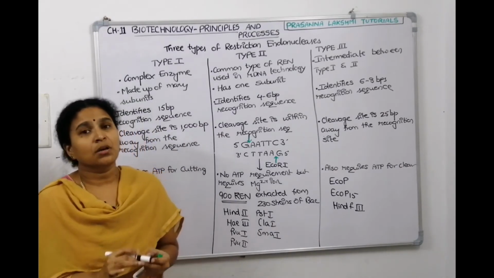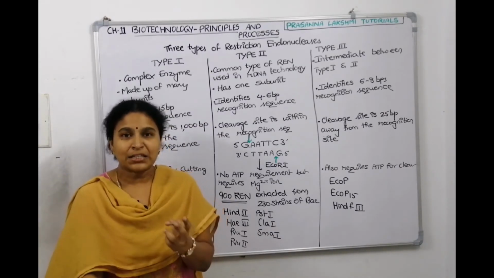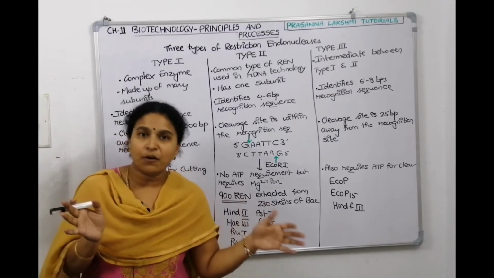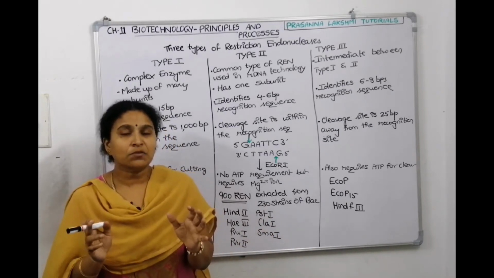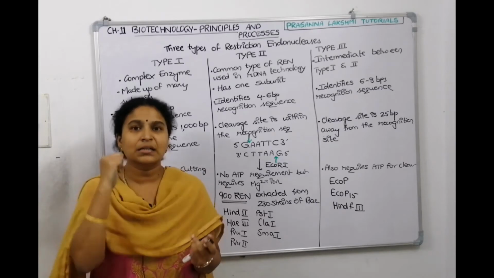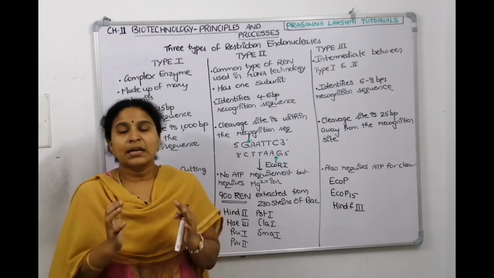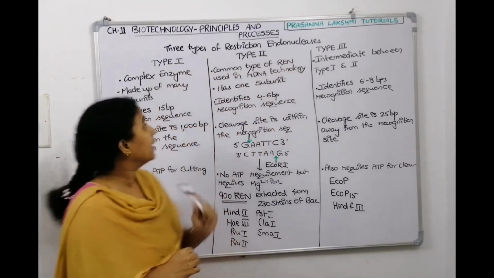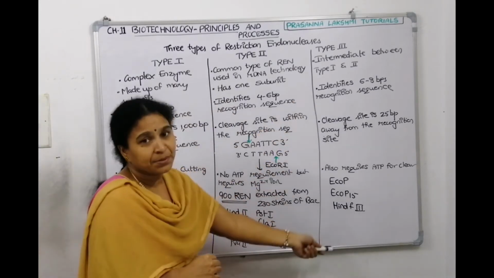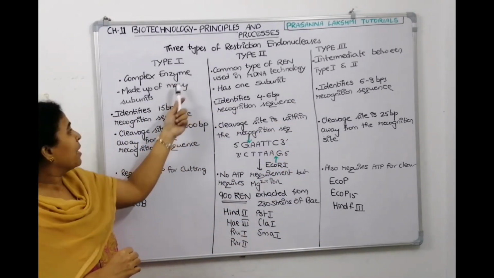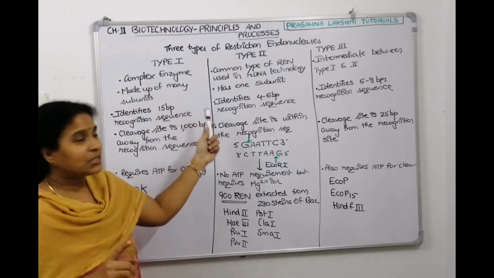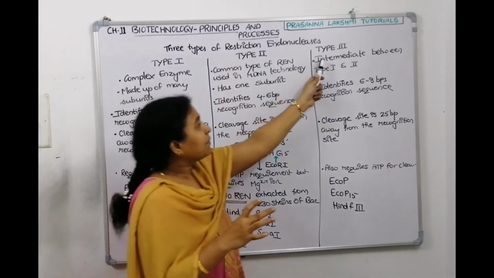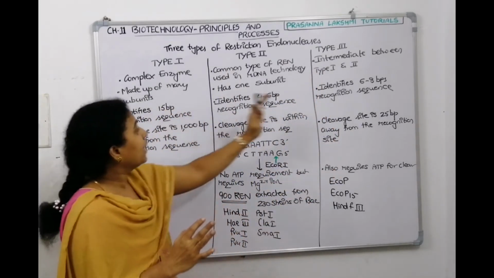Hope you understood what nucleases are. We have classified nucleases into exonucleases and endonucleases. Exonucleases cut from the 5' end or the 3' end. We don't want that because we want to make a cut at the internal side. Then we took endonucleases. 3 types of restriction endonucleases have been identified: type 1, type 2, type 3. Type 1 is complex in structure, made up of many subunits. Type 2 is simple in structure, made up of only one subunit, and we commonly use this in biotechnology. Type 3 is of intermediate complexity between type 1 and type 2.